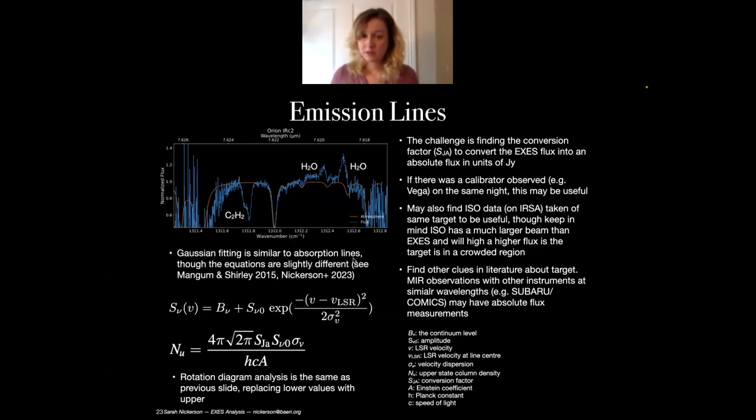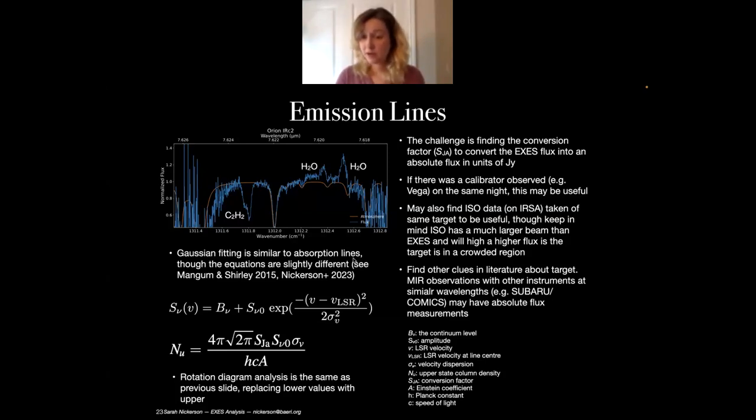in units of Janskys. If EXES observed a calibrator on the same night, that's great. You can use that because, say, they observe Vega on the same night. It's a well-known star, and you know its absolute flux. So you use that to compare to your data. You might also want to look at ISO data on Ursa. That also has the absolute flux. But you have to be careful because it depends on the region your object is in versus the beam size.